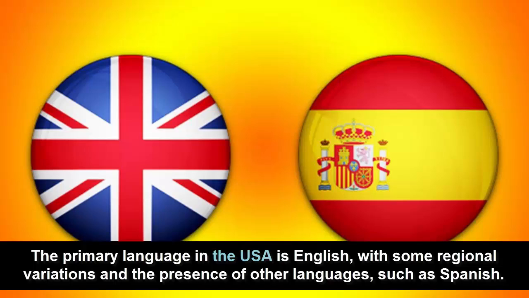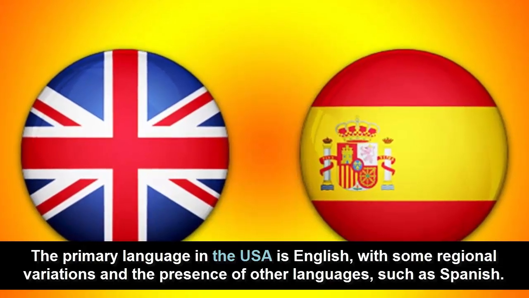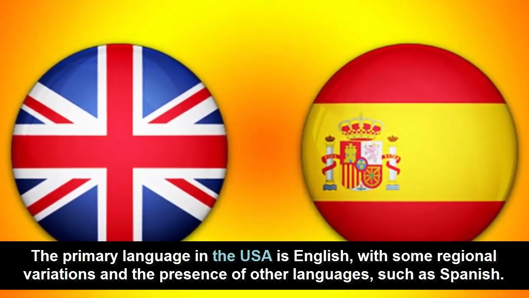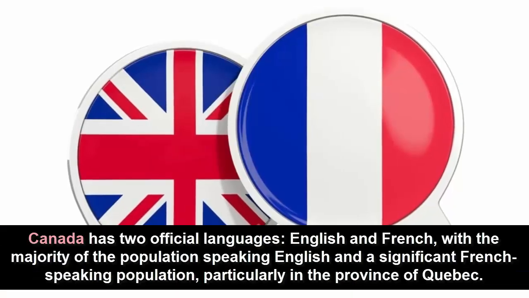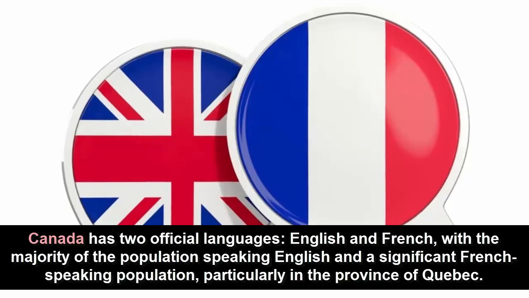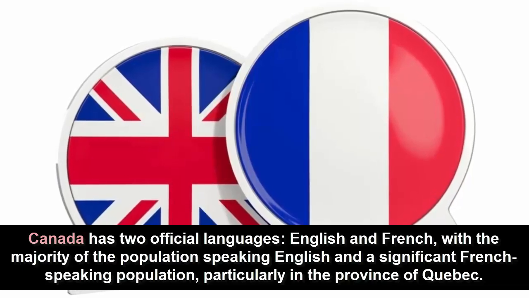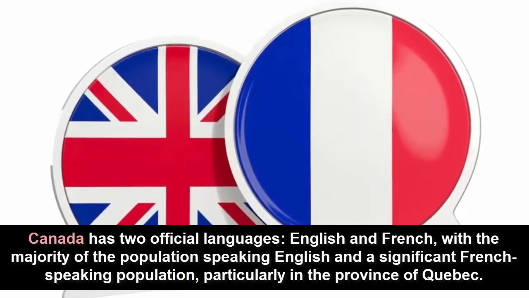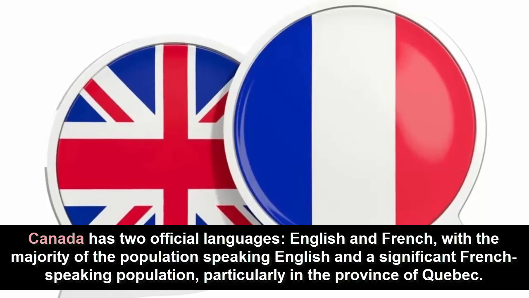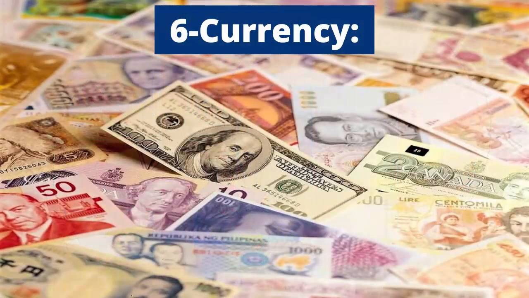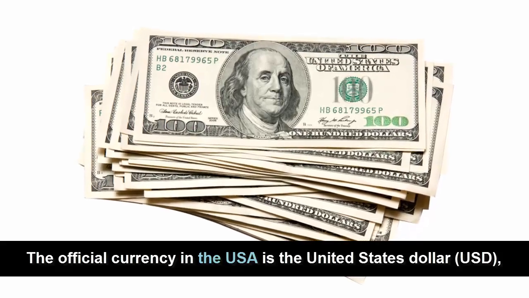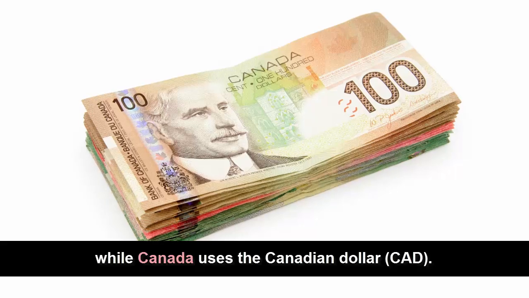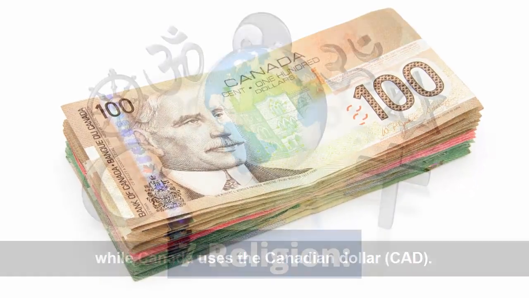Language. The primary language in the USA is English, with some regional variations and the presence of other languages such as Spanish. Canada has two official languages, English and French, with the majority of the population speaking English and a significant French-speaking population, particularly in the province of Quebec. Currency. The official currency in the USA is the United States dollar, USD, while Canada uses the Canadian dollar, CAD.